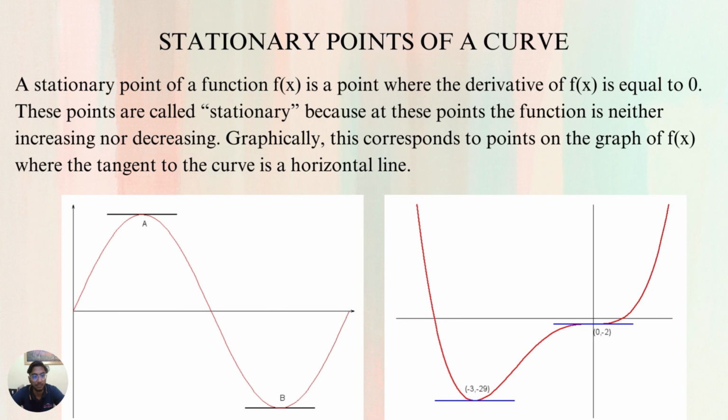Stationary points of a curve. A stationary point of a function f(x) is a point where the derivative of f(x) is equal to 0. These points are called stationary because at these points the function is neither increasing nor decreasing. Graphically, that corresponds to points on the graph of f(x) where the tangent to the curve is a horizontal line. As you can see, there are two graphs which show where the tangent to the curve is a horizontal line.